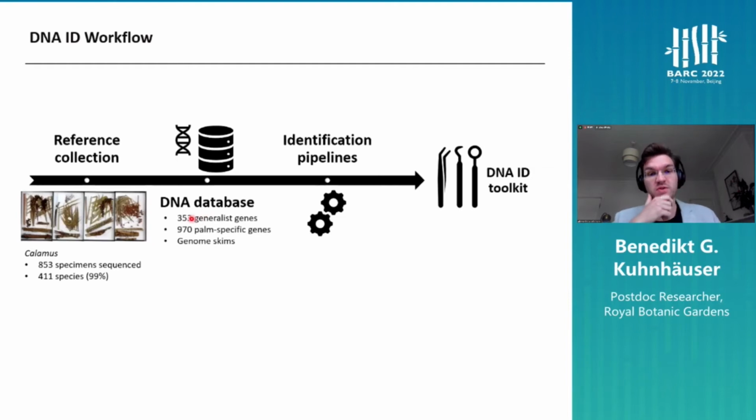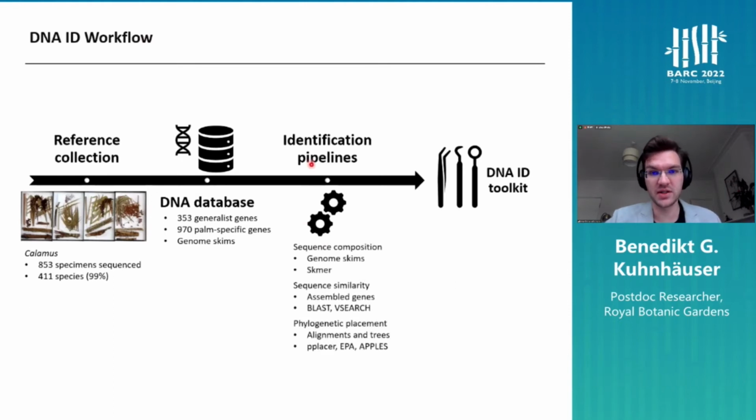For the DNA database, we've sequenced 353 generalist genes. That's the so-called Angiosperm 353 bait kit, which applies across all plants. You could use the same kit for bamboo, for example, and 970 palm-specific genes. These are genes that have been developed to have high power to distinguish between species or elucidate evolutionary relationships in the palm family. And finally, we have genome skims. So this is shallow sequencing across the entire genome without targeting specific genes, and this can also be useful.